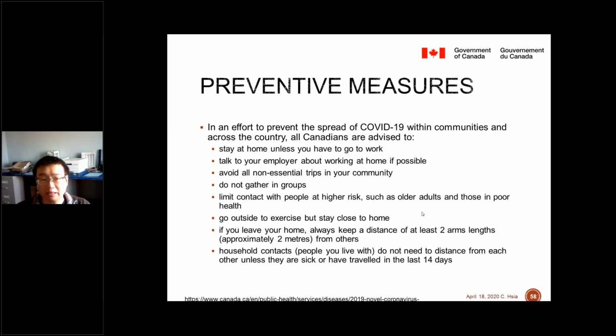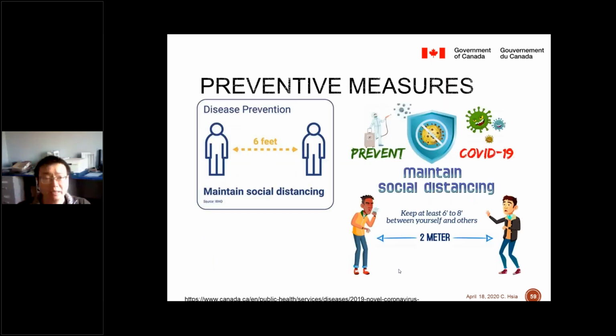And this would include individuals with forms of cancer, forms of blood disorders like MDS, and those who are on chemotherapy. You should limit going outside, but you can go outside to exercise, but you should stay close to home. If you leave your home, you should always keep a distance of at least 2 arm lengths. And so you've heard that 2 meters or 6 feet apart. In household contacts, people you live with do not need to distance from each other unless they are sick or have traveled in the last 14 days.